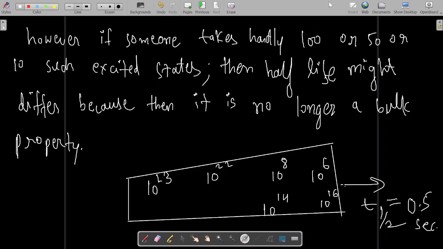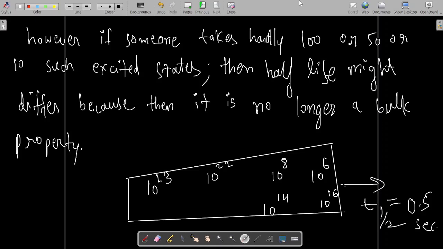So hopefully you got the concept of half-life. This concept of half-life was taught to you because we needed it while studying metastable states. When we study the metastable states in nuclear isomers, we will require this concept of half-life.